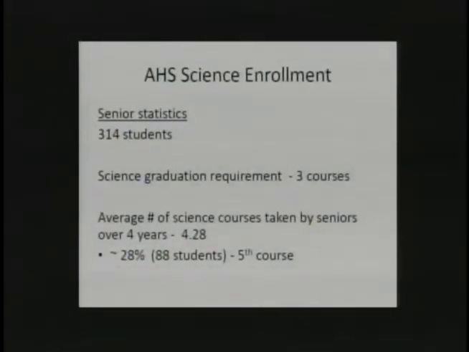So this is sort of like the issue that Matt Coleman brought up. We have a science requirement of 3 courses, but I just took a poll through our data specialists over the average number of science courses taken by seniors over their 4 years here, and it's 4.28. So not only did most students surpass the requirement of 3 and take 4, but about 28% took a 5th course. So that brings up the same question that you asked, Bill. Are we pushing the kids too much?